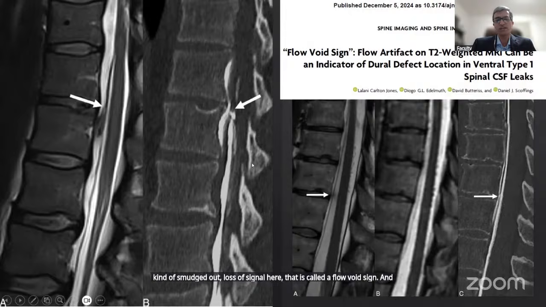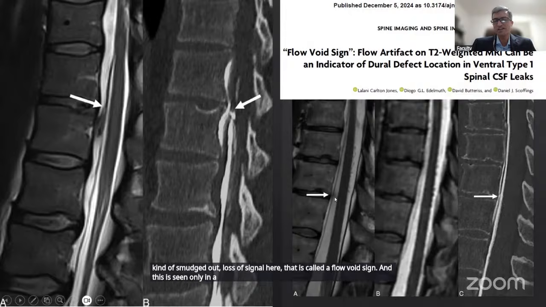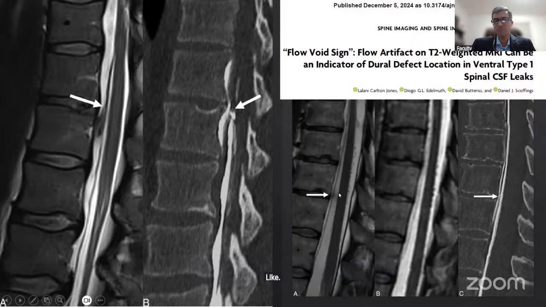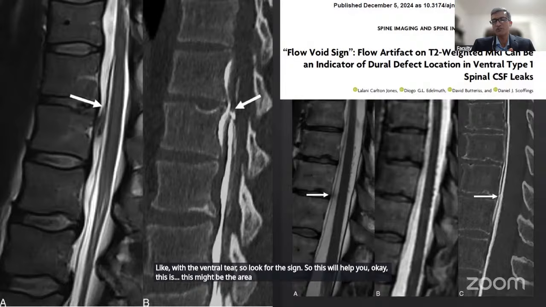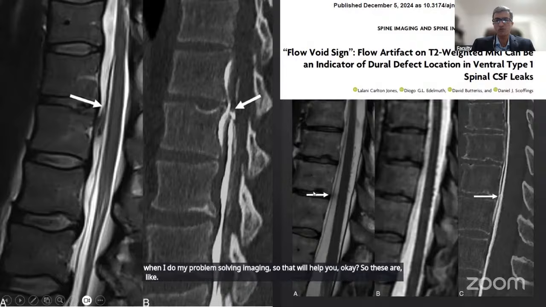And this is seen only in a 2D sequence like this, because this is a 3D T2 space where you do not see that abnormality. So remember, if you're suspecting a high flow leak, like with the ventral tear, look for this sign. This will help you. Okay, this might be the area of leak, and I'm going to focus in this area when I do my problem solving imaging. So these are two examples showing the flow void sign.